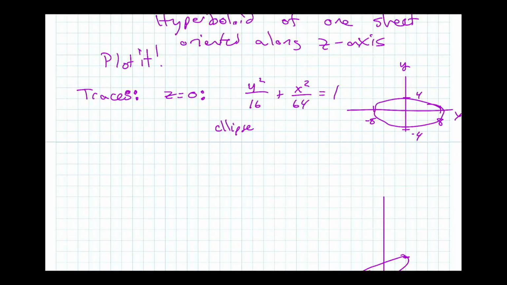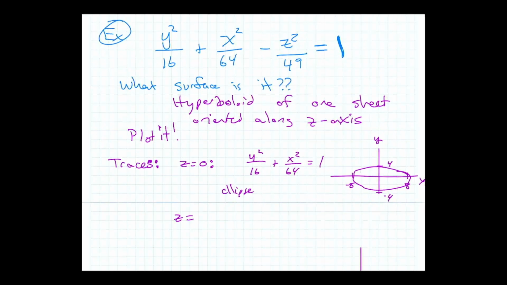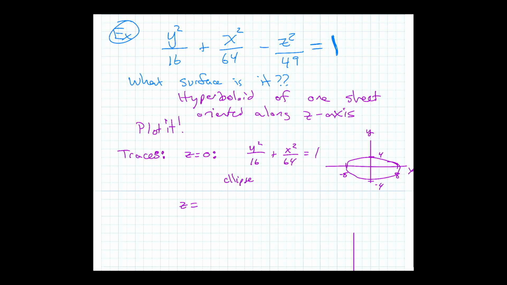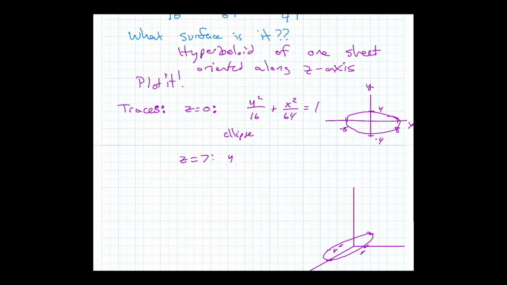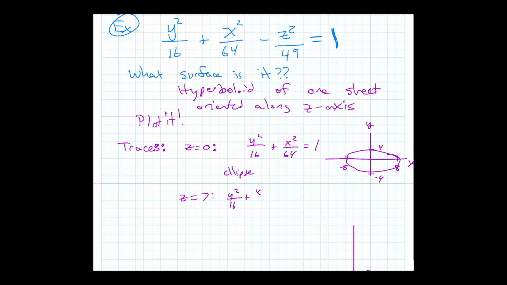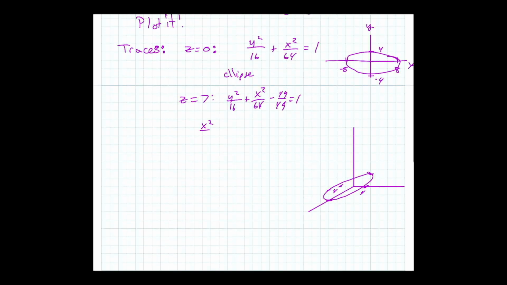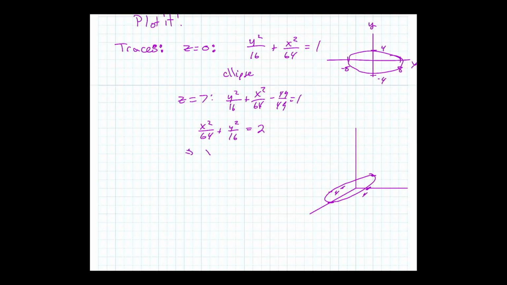That's not very good. But what if we go up to z equals something else? What's a good z value? 7's a good z value, right? So I put 7 in for z, and I'm going to get y squared over 16 plus x squared over 64 minus 49 over 49 equals 1. Rearranging that, x squared over 64 plus y squared over 16, when you move this 1 over to the other side, equals 2. And what that does is make these twice as big. If you divide everything by 2, you get x squared over 128 plus y squared over 32 equals 1.